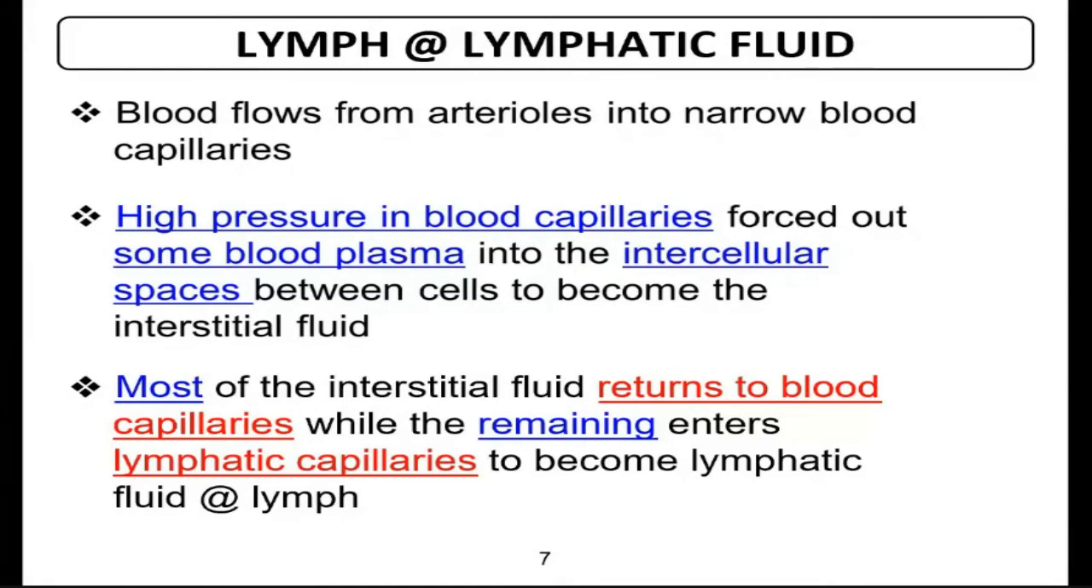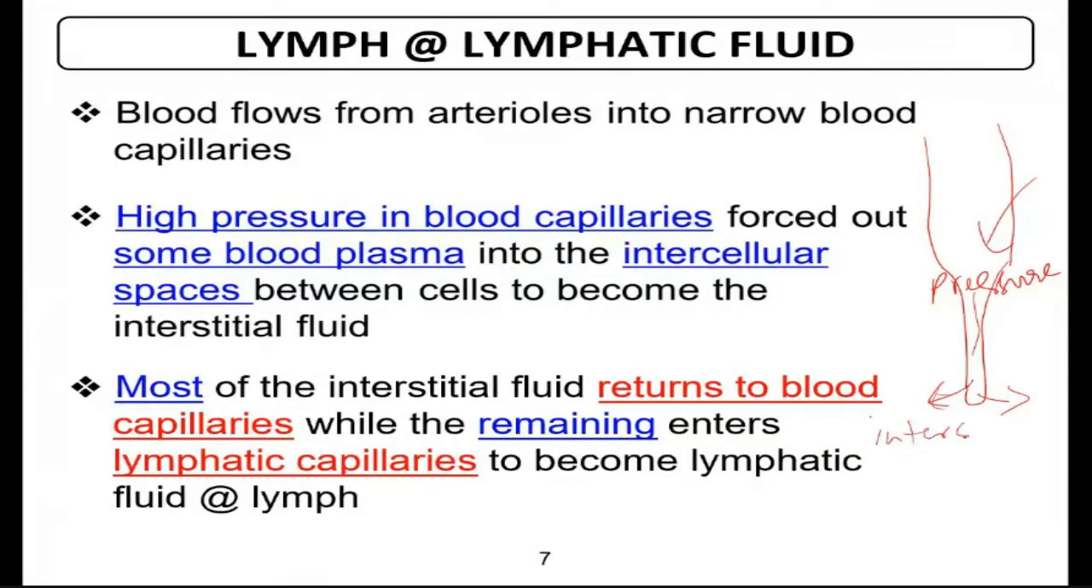Blood flows from arterioles into narrow blood capillaries. Daripada larger diameter to a lower diameter. So it creates a very high pressure. The high pressure will force some of the fluid into the intercellular space. Maknanya dia keluar daripada capillary. So yang keluar daripada capillary ni dipanggil interstitial fluid. Jadi yang keluar ni mostly adalah dissolved salts dan juga lipid.